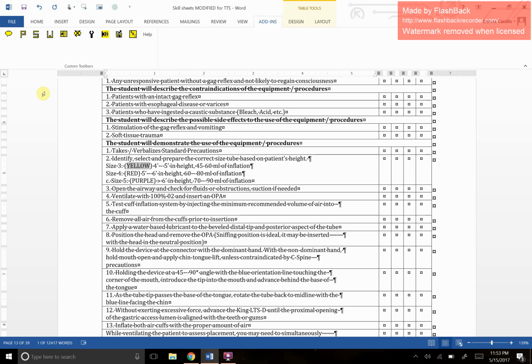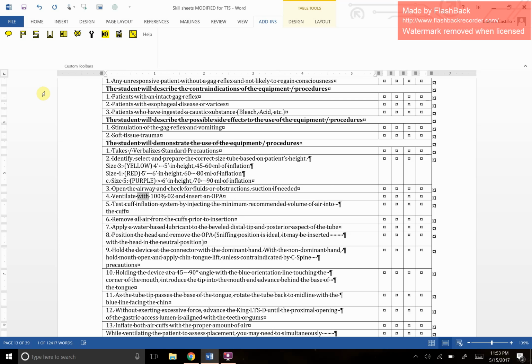Size 3, yellow, 4'5" in height, 45 to 60 ml of inflation. Size 4, red, 5'6" in height, 60-80 ml of inflation. Size 5, purple, 6' in height, 70-90 ml of inflation. 3. Open the airway and check for fluids or obstructions, suction if needed.